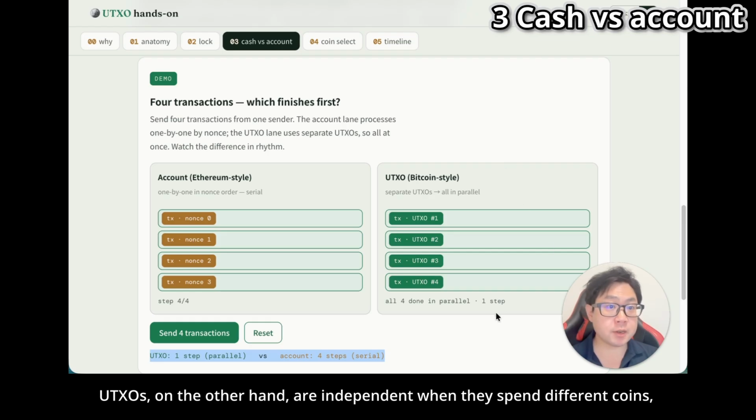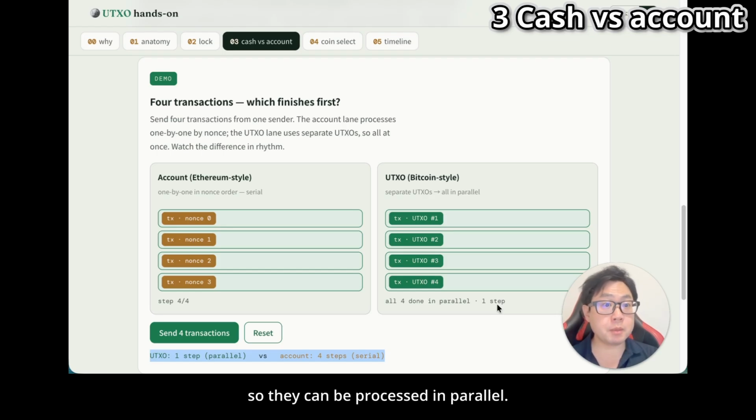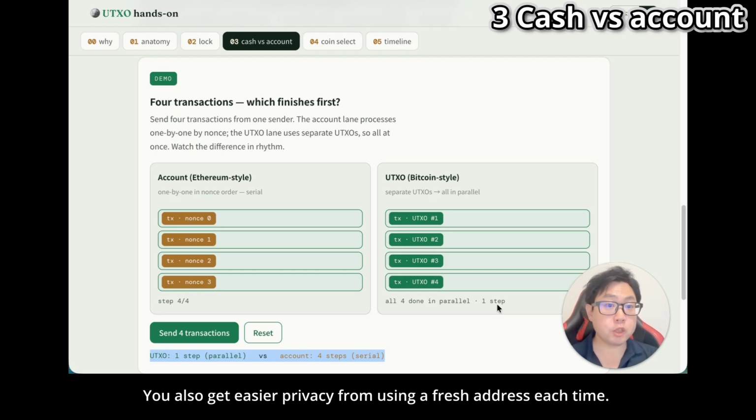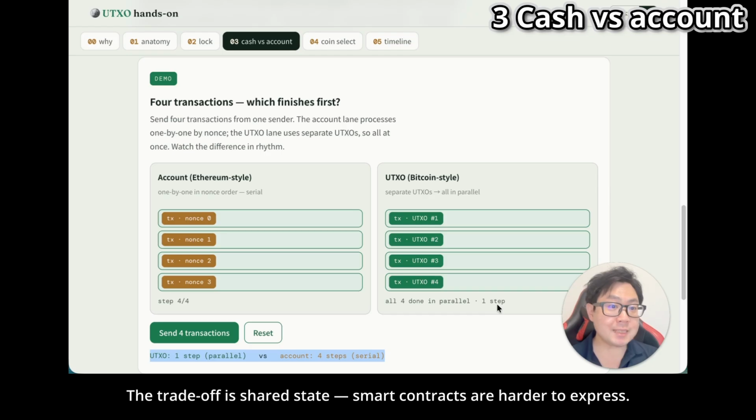UTXOs, on the other hand, are independent when they spend different coins, so they can be processed in parallel. You also get easier privacy from using a fresh address each time. The trade-off is shared state. Smart contracts are harder to express.